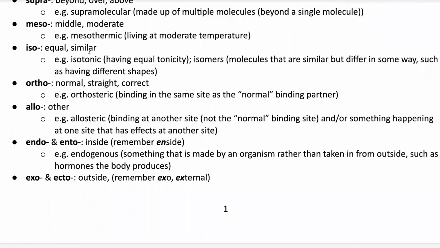Iso, this is equal or similar. So things that are isotonic would have equal tonicity. So we talked before about hyper being over and hypo being below, and iso is equal or similar. So I so don't care because what's happening, because they're similar both places. Isomers are going to be molecules that are similar, but they differ in some ways, such as having different shapes.